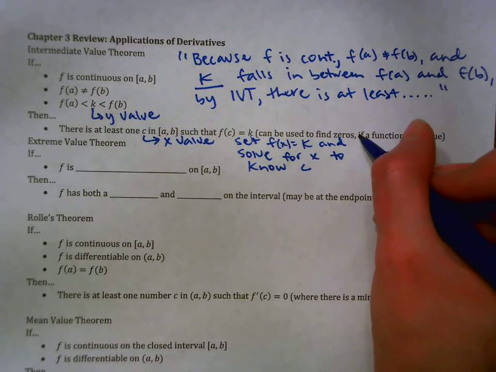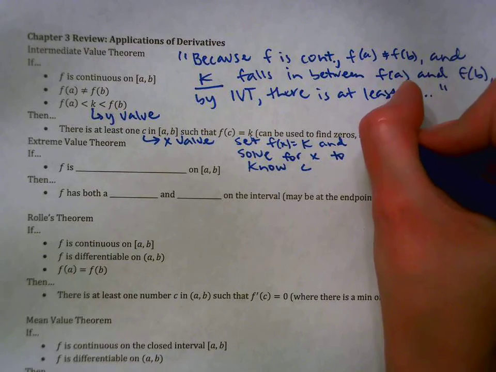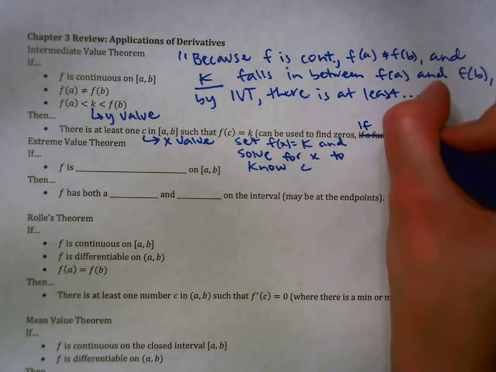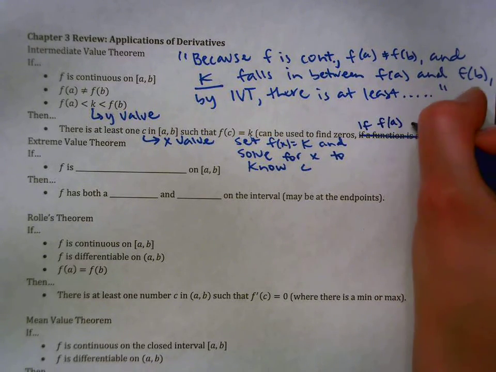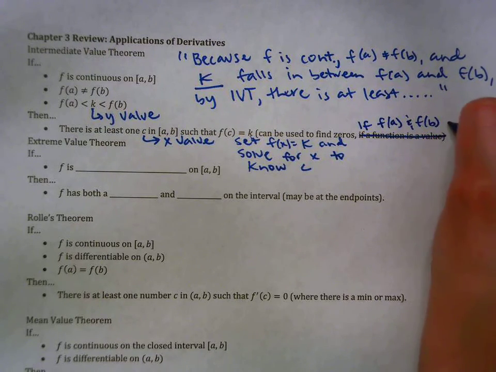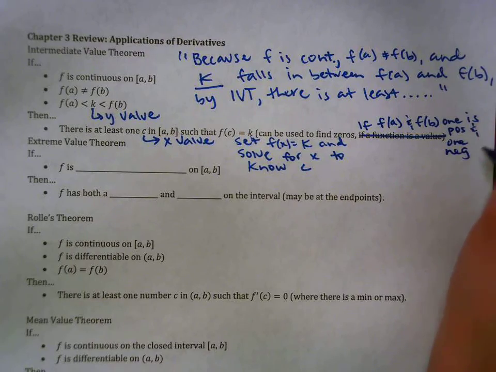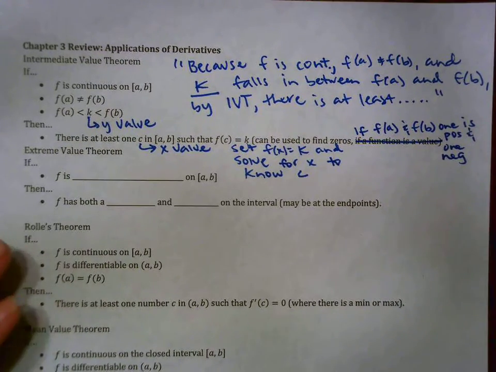I'm going to cross this off. It doesn't really make sense. I'm going to say if f of a and f of b, one is positive and one negative. So that's just a common use of this theorem.